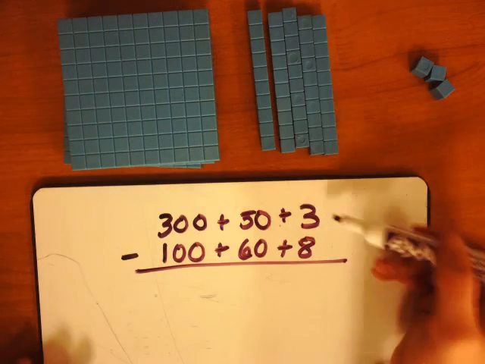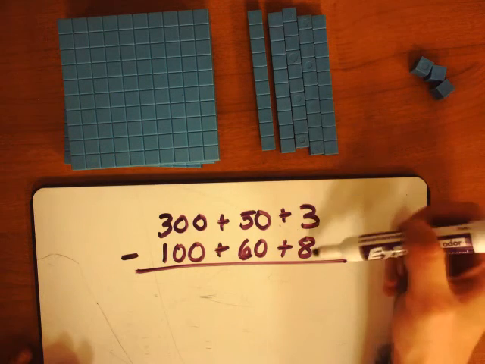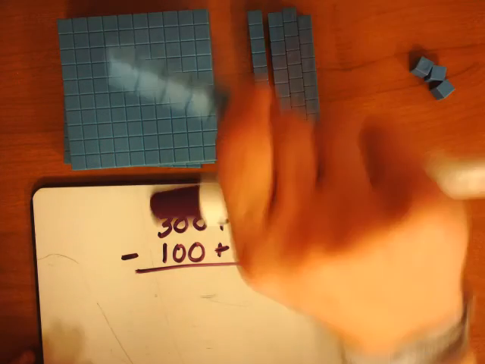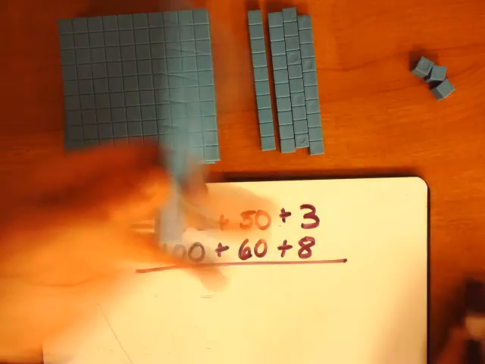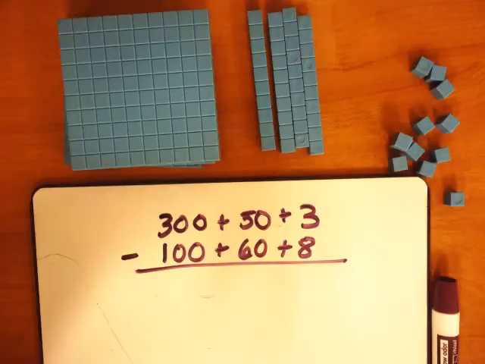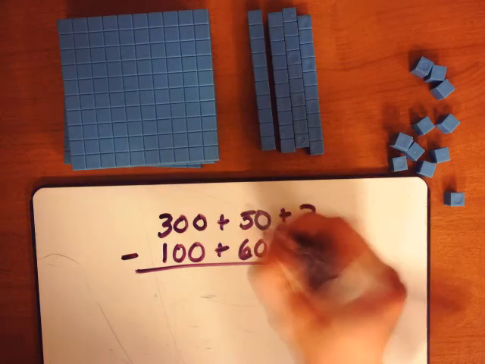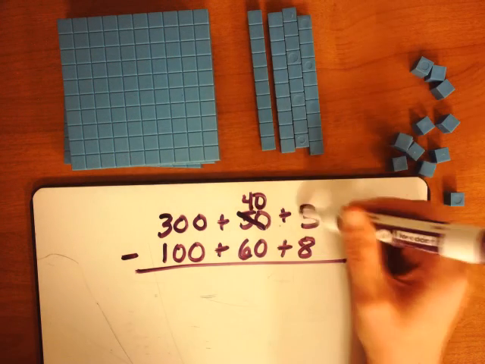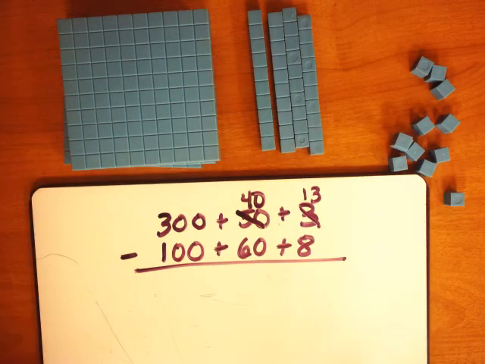I'm going to start here with my ones. I see more on the floor. I need to go next door and trade for some more. So I will regroup right here and trade out one of these 10s for 10 ones. So now I only have 40 in my 10s column, and again I've got 13 in my ones.